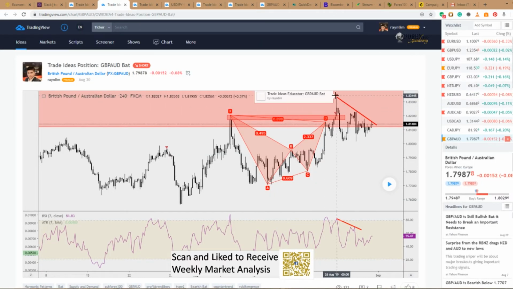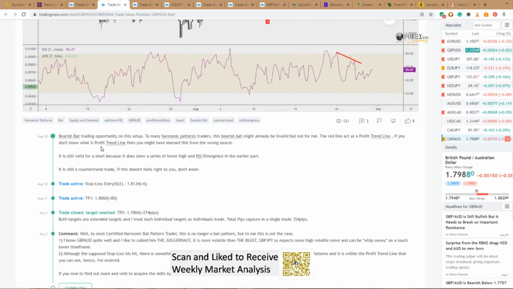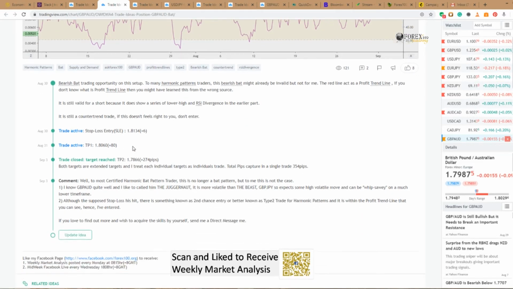So I plotted this profit trend line. Many harmonic patterns will say that this bet is already invalid, but for me it's still intact because the red line is known as a profit trend line. Did I tell you that there are 15 rules? Yeah, these are the additional rule filters. So if you don't know what a profit trend line is, you're not learning the right stuff, yeah?